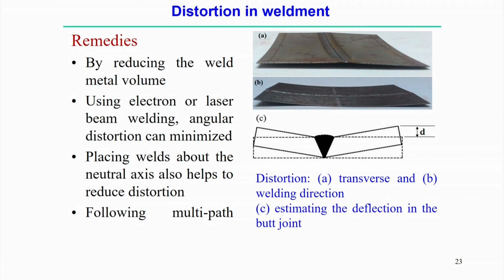So, this is the way to measure the distortion, but in what way can we reduce it? This amount of distortion is a very serious problem in the welding process, and it affects the dimensional accuracy when we are trying to join two different components. There are several ways to reduce this distortion. One is by reducing the weld metal volume, that means the melting volume of the material. If it is a lesser amount, then probably we can reduce the distortion.